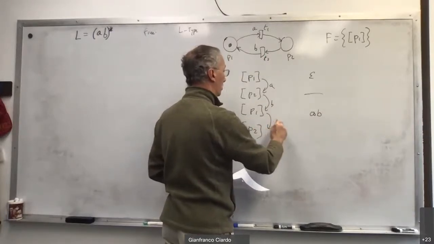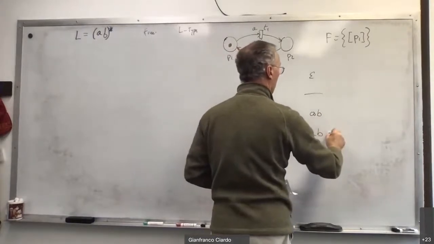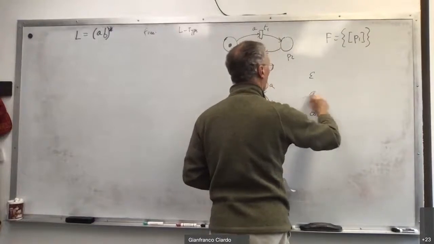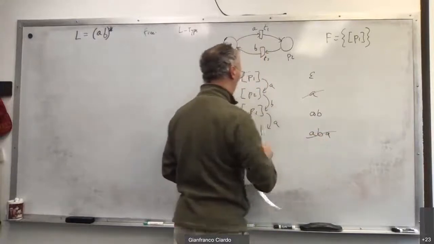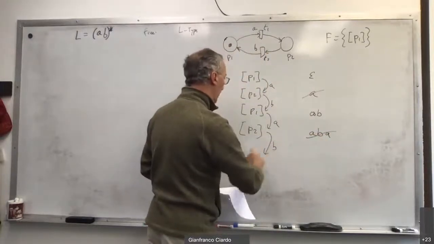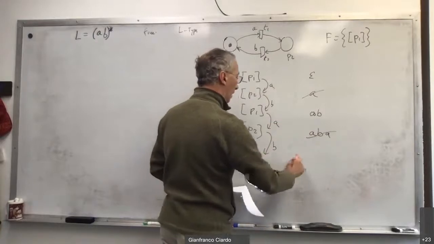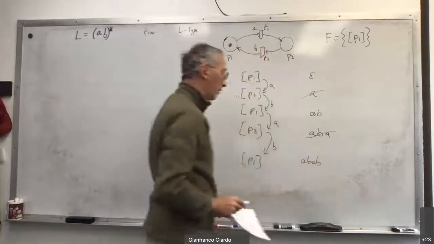I go to P2, generate an A. So now I generate AB. So actually, this is A, but it's not in the language because it's not a final state. I generate ABA, but it's not in the language. But if I generate another B, I am back in P1. And I've generated ABAB, which is in the language.